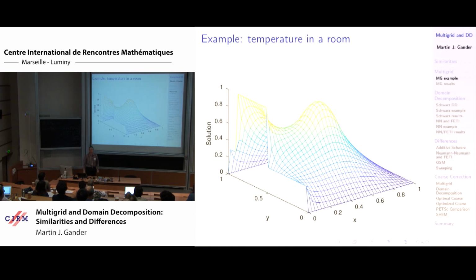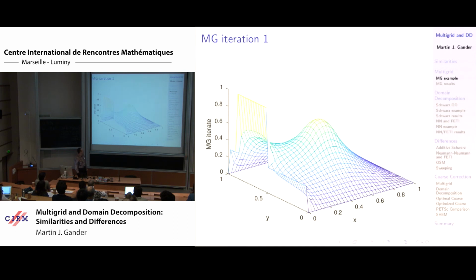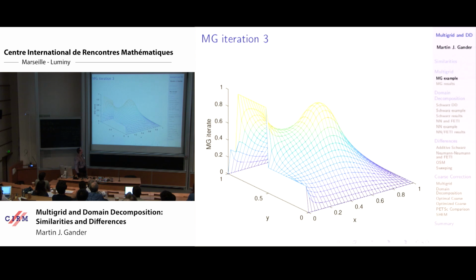So I apply multigrid to this. It's a V cycle. I go down to one unknown. I use a Jacobi smoother. I use a damping parameter 2/3, one pre and one post smoothing step. This is the first iteration, second iteration, third iteration, fourth iteration, fifth iteration. Now you see we're basically converged. It's a fast solver for this problem.